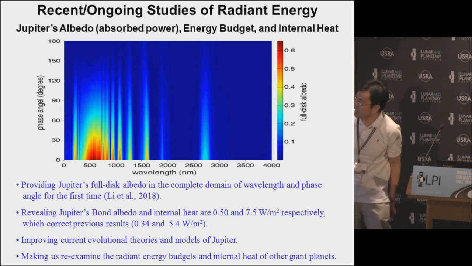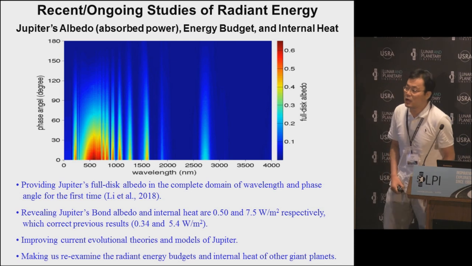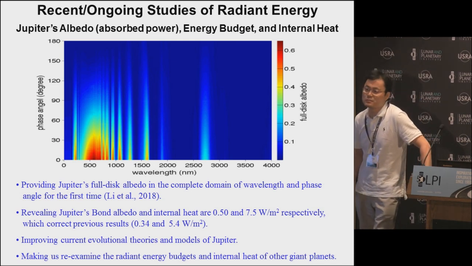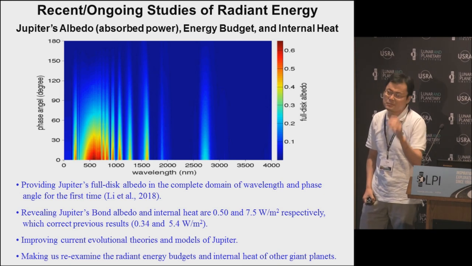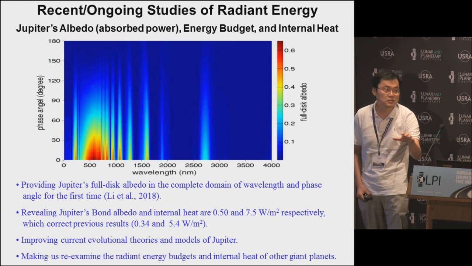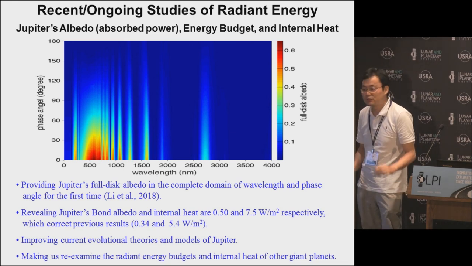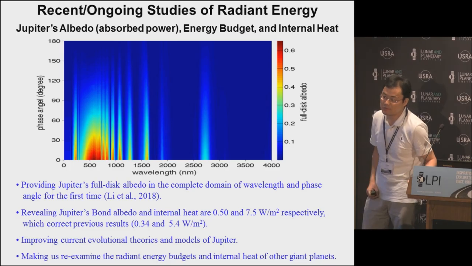I didn't put an error bar right here, but actually there are error bars over there. Is it like 10%? No, 1% at most. Because as I said, the Cassini observations are basically perfect. The wavelength coverage, the phase angle coverage is perfect, basically. So we have very good, very precise results, I think.